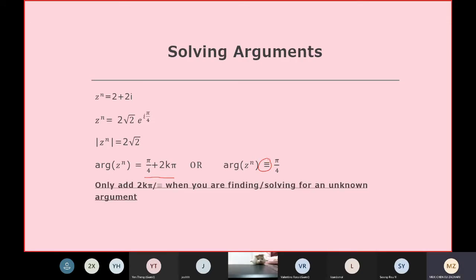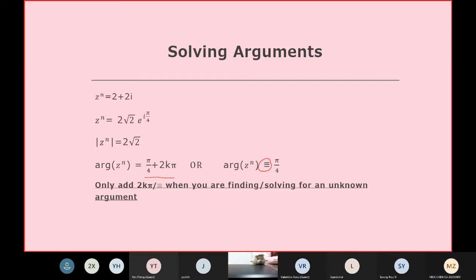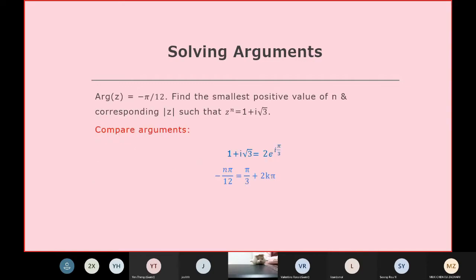So why is this important? Because as you see in the next example, this one, you notice that you can't get a perfect pi over 4. All right. So disclaimer, you need to add 2k pi or use a congruent sign when you're solving for an unknown argument. In this case, z power n. So argument of z equals minus pi over 12. Find the smallest positive value of n and corresponding mod z such that z^n equals 1 plus i root 3. So we compare argument first, right? Because you can't really compare modulus, right? It's so weird. Because now you have z power n, your modulus is r power n equals 2, right?